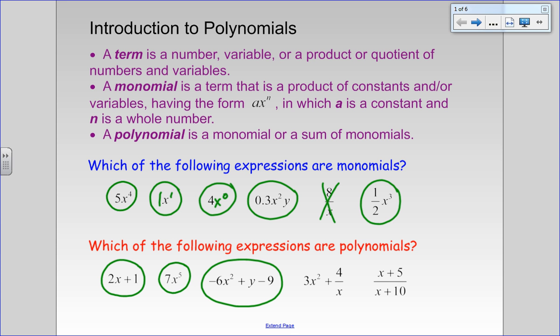Our next expression, 3x squared plus 4 over x, contains 2 terms, but only the first term is a monomial. The second term, 4 over x, includes division by a variable. So this expression is not a polynomial. And finally, our last expression, the quantity x plus 5 over the quantity x plus 10, is also not a polynomial because it includes division by the variable x.